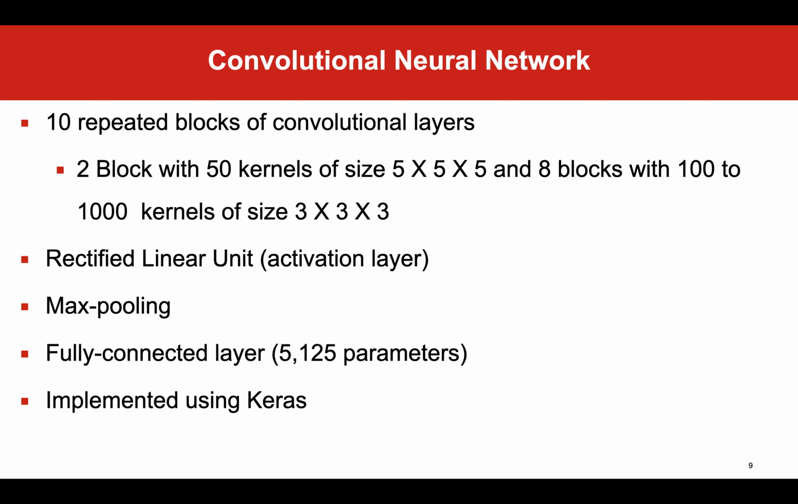And now we give you more details on our convolutional neural network architecture. So we utilize 10 repeated blocks of convolutional layers: 2 blocks with 50 kernels of size 5 by 5 by 5, and 8 blocks with 100 to 1,000 kernels of size 3 by 3 by 3.